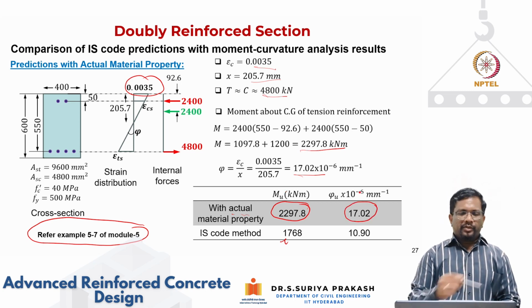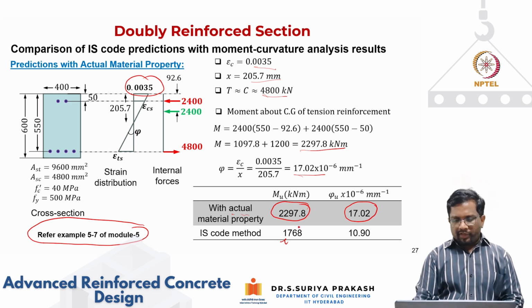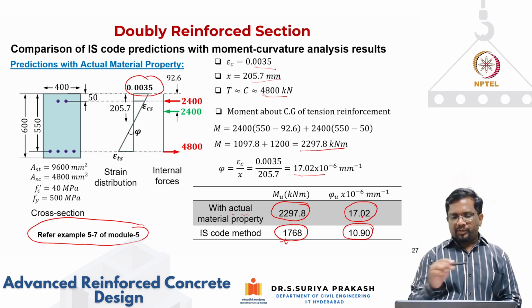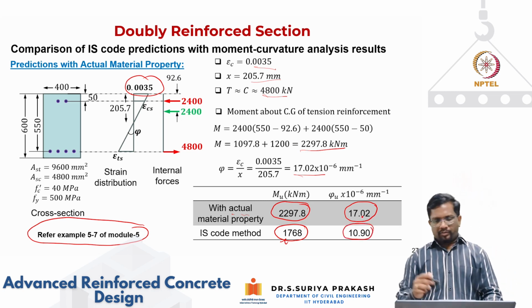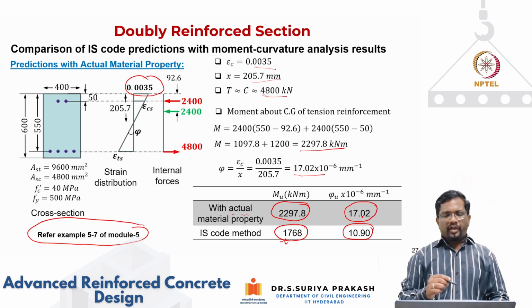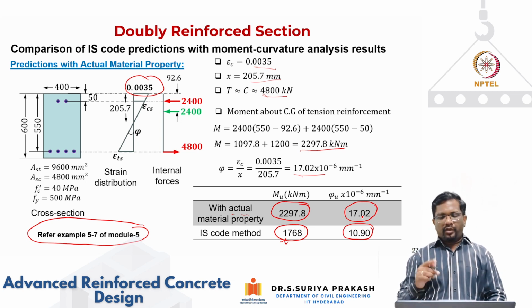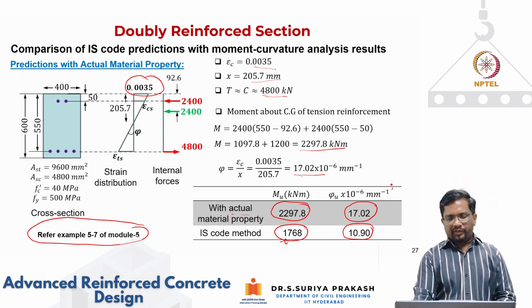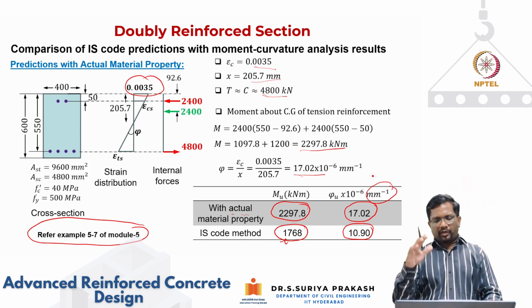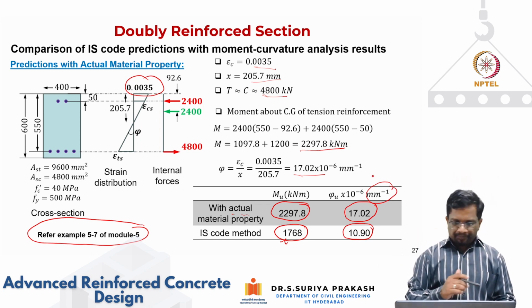Same thing, if I use the IS code method, I am getting a conservative estimation of 1768 kilonewton meter and a curvature estimation of 10.9 into 10 to the power of minus 6 radians per millimeter. So the unit of curvature is 1 by millimeter, right? Or in other words, radians per millimeter.